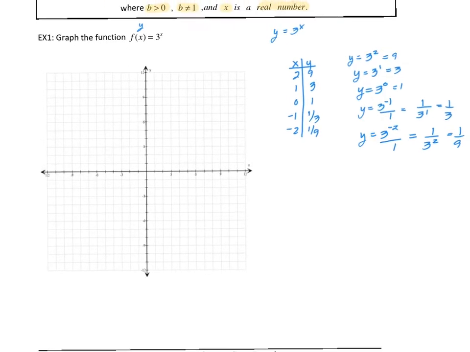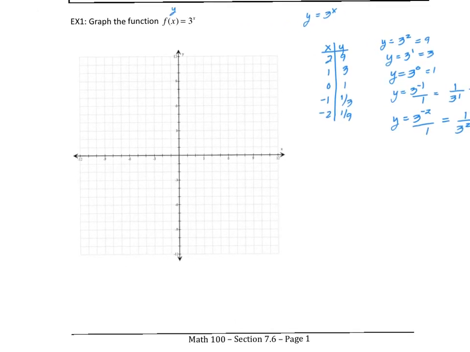I'm going to take these points and I'm going to go ahead and graph them. So I have 2, 9, 1, 3, 0, 1, negative 1, positive 1/3. So it's getting really close to the x-axis. Negative 2 is a positive 1/9. That's really, really close. And you can get more points if you want.